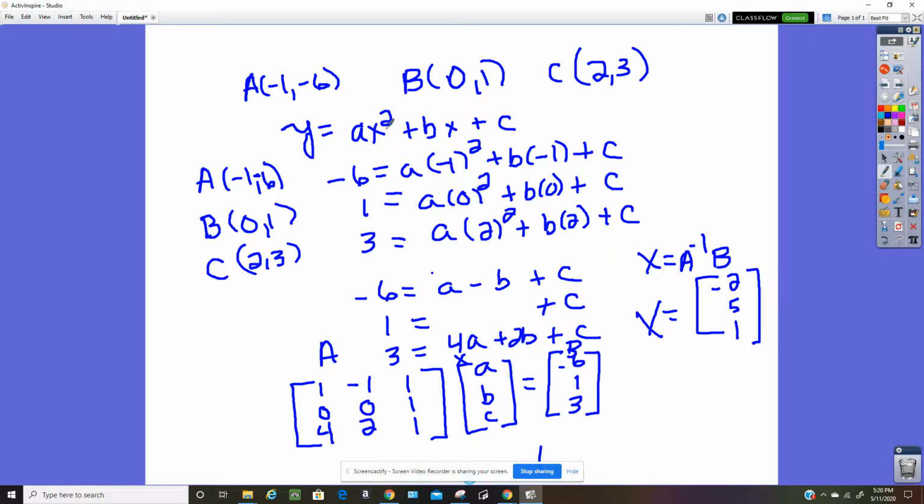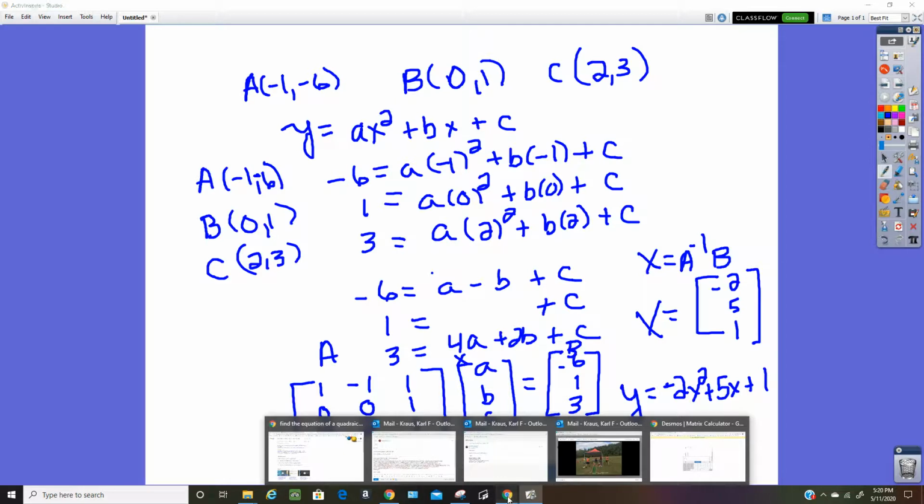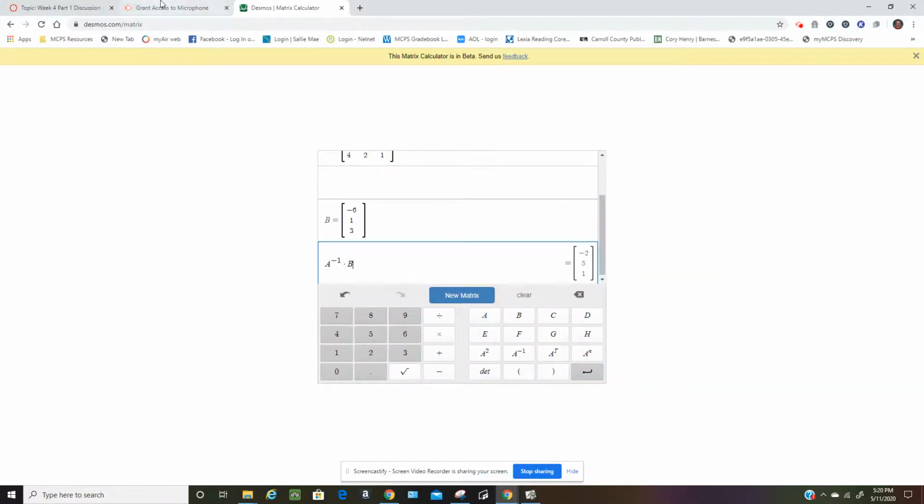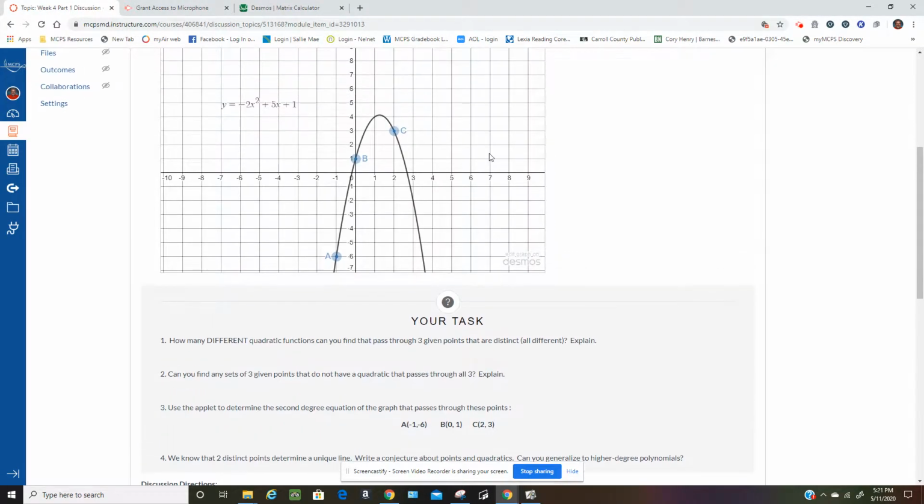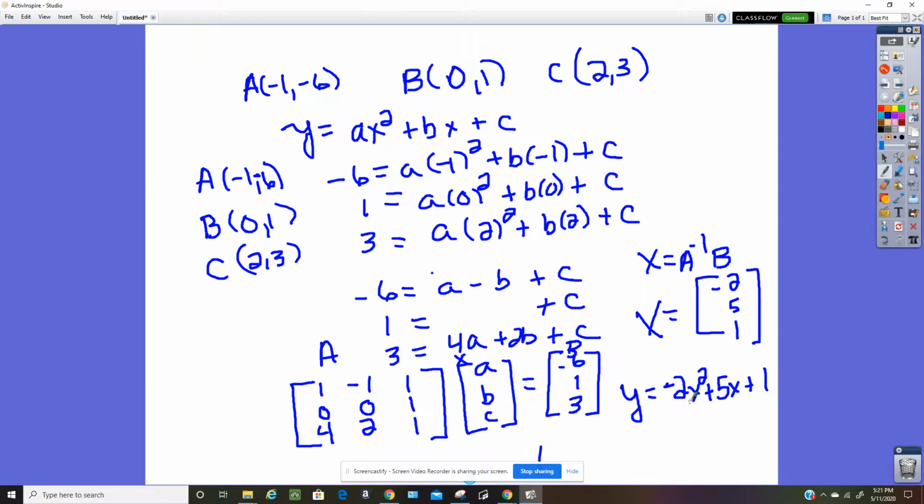So in the original, right here, it's going to be y equals -2x squared plus 5x plus 1. And then going back to my slide where I actually plotted these points on the Desmos screen, I should match this equation right here. So let's go back and look at that. So here's our equation here. y equals -2x squared plus 5x plus 1. That matches this one here. y equals -2x squared plus 5x plus 1.